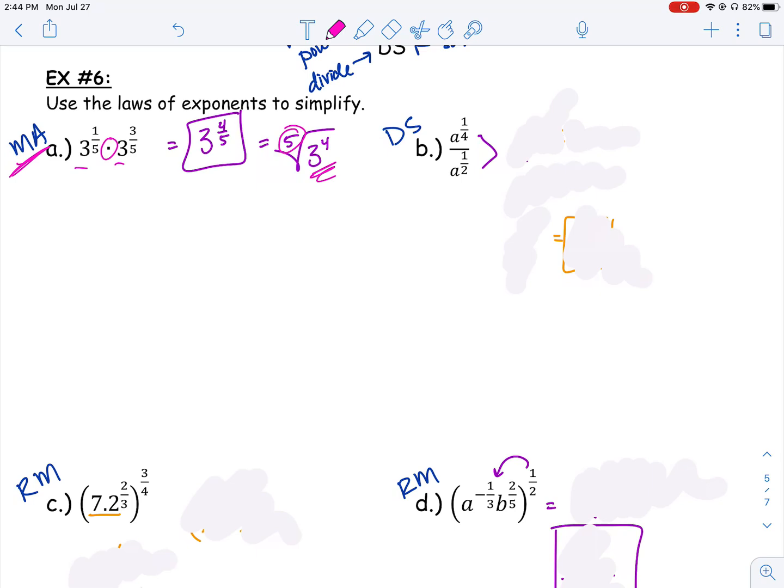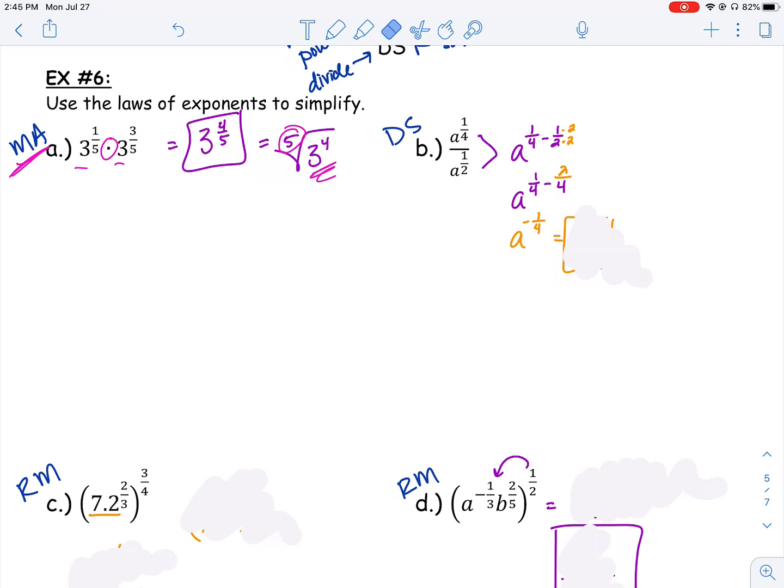What about B? I have a to the 1/4 divided by a to the 1/2. You notice that my bases are the same and I'm dividing. I should be able to combine them with the same base by subtracting the exponents. So really I have a to the 1/4 minus 1/2. Now I have fractions and I'm subtracting, so I need a common denominator. My common denominator would be 4, so I'm going to multiply the numerator and the denominator of the second fraction by 2. That leaves me with a to the 1/4 minus 2/4, which is a to the negative 1/4.